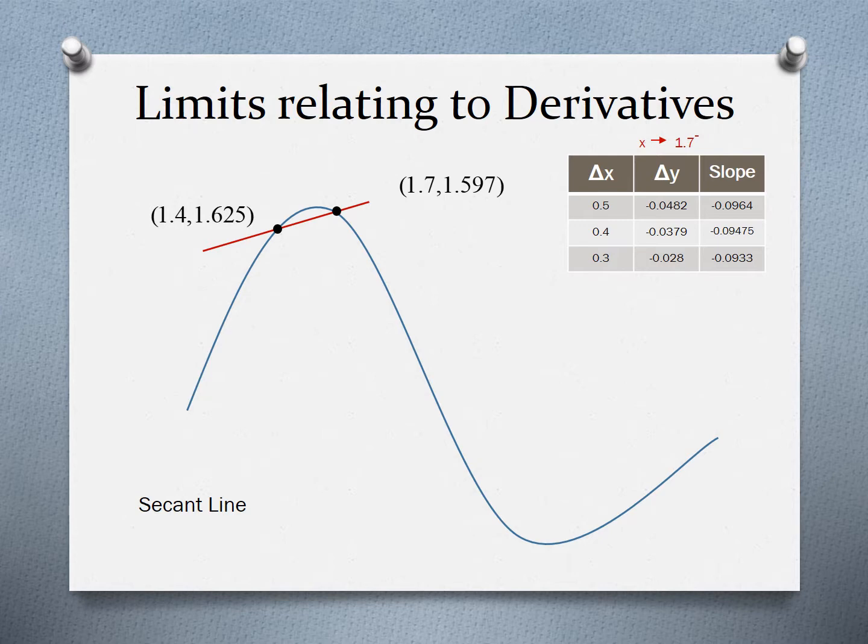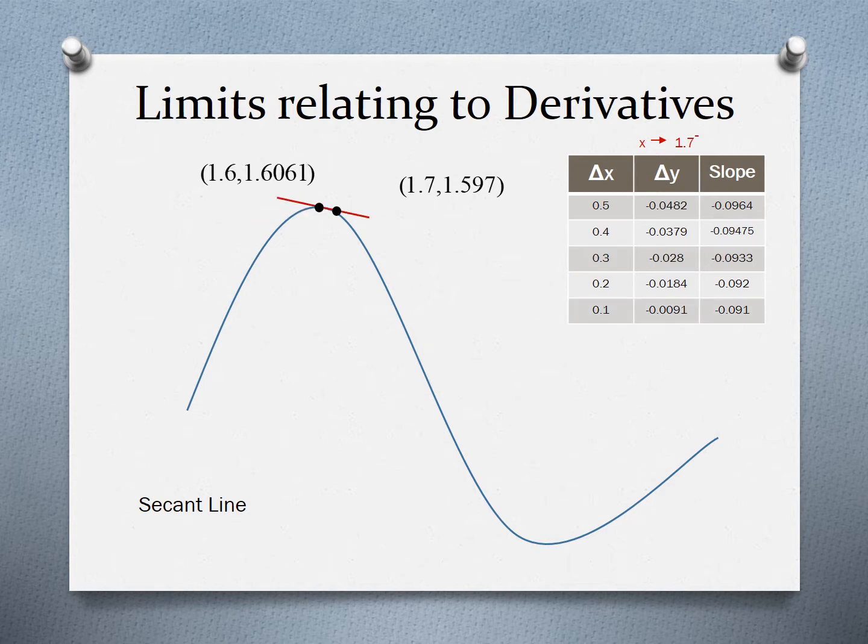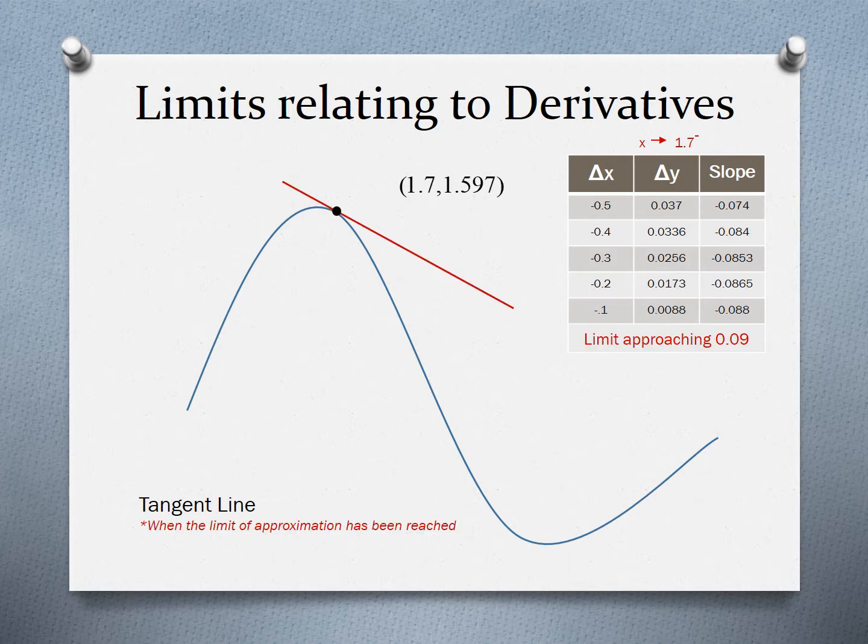I'll continue to get closer and closer and closer. I still have a secant line all the time. I'm coming in from the left. X approaches 1.7 from the left. Notice my notation with my negative in the superscript after my 1.7. So that X value is now down to 1.4. I'm going to continue to get closer and closer, and I'm going to observe what's happening to that slope. It's getting closer and closer to what number? This is my limit. Eventually there is going to be a point where I can't get closer because I will become a tangent line. And here I see my limit is approaching 0.09.